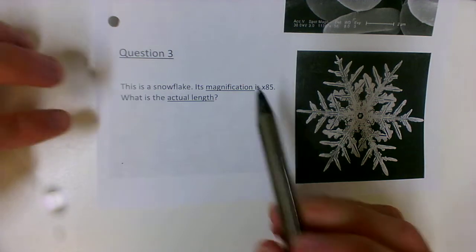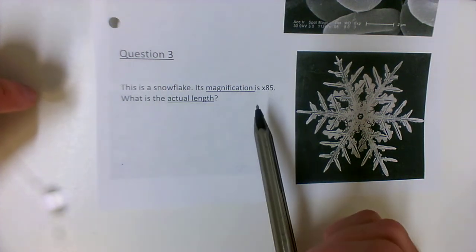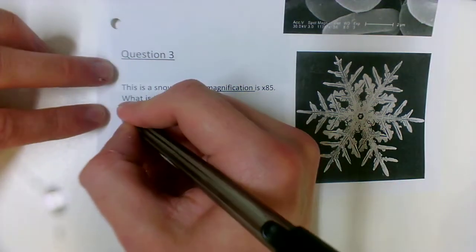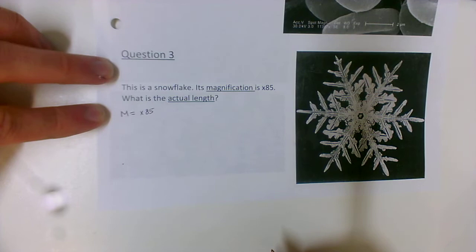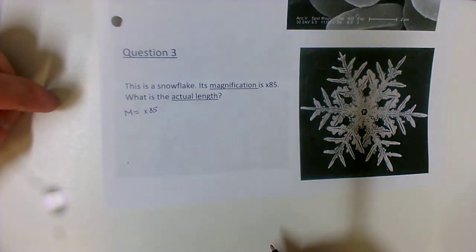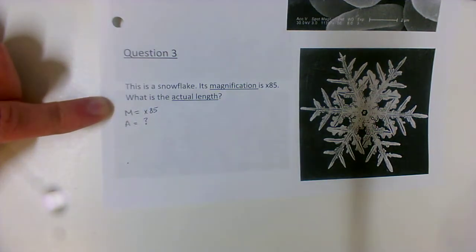So, first step, read the question. This is a snowflake. Its magnification is times 85. So I'm writing out the information that the question told me. What is the actual length? So A for actual length is what I'm trying to find.